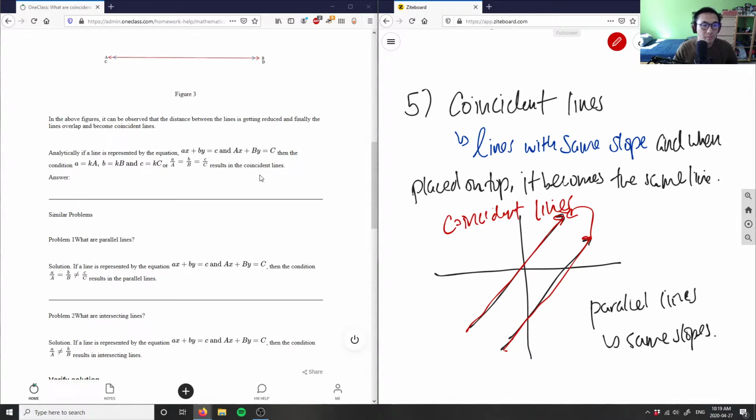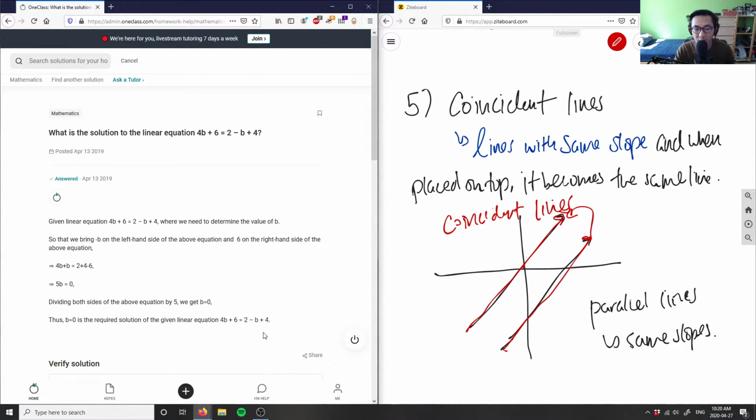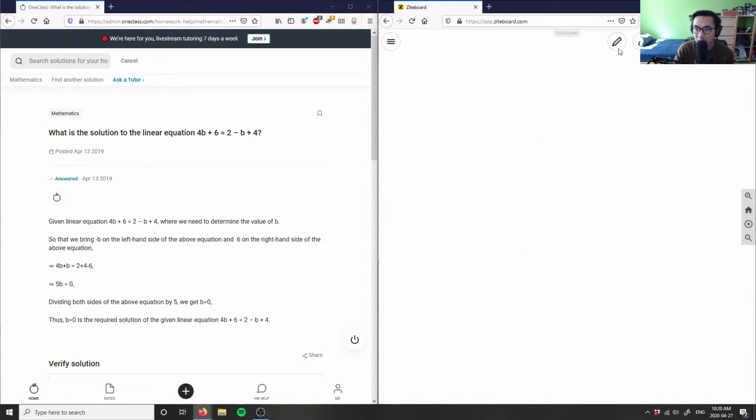But what happens is that if they change the y-intercept, so in this case, if I change it from this point to this point here, I would get the exact same line. So this solution here, great solution and analysis. Again, a coincident line is just a special case of parallel lines where if we move them up or down or left or right, we get the exact same line. As long as they have the same slope, then it is a coincident line. It's a special subcategory of our parallel lines here.